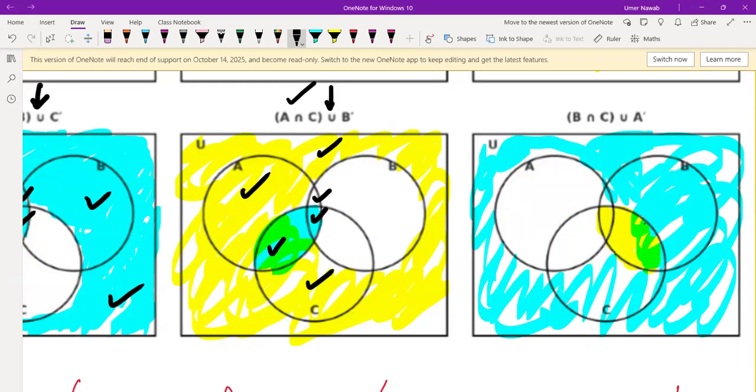I think I forgot. A union. No. There is no need to shade this part. Let me check it again. A intersection C, we did it. And outside of B. Yeah, don't shade this part, guys.